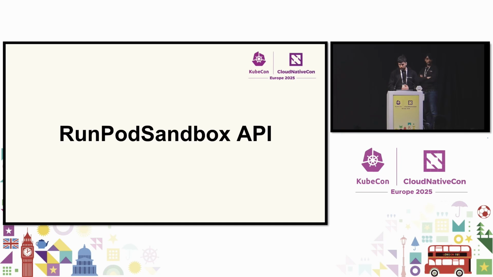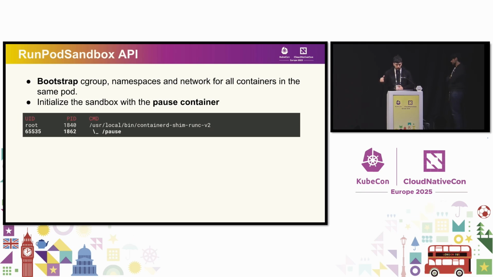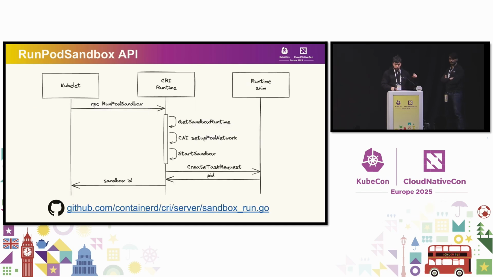So let's review the run pod sandbox API first, because it's the first API to be called when we need to create a container. This API will bootstrap the cgroup, namespaces, and network for all containers in the same pod. And that sandbox will be initialized with the pause container. It's just a dummy container, a for loop running, and it will be the first container of our sandbox. The way it works is, Kubelet is watching the pods from the API, and then there is a new pod, and it's going to create that pod. So it will call the run pod sandbox request.